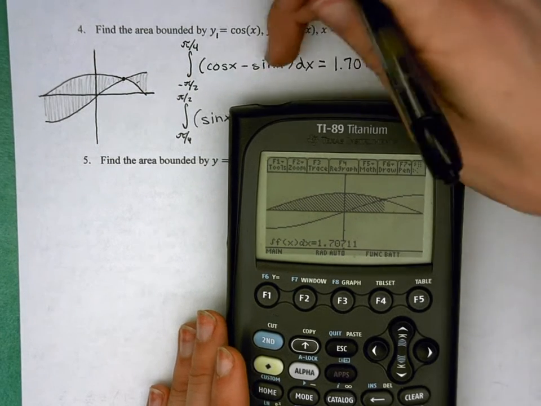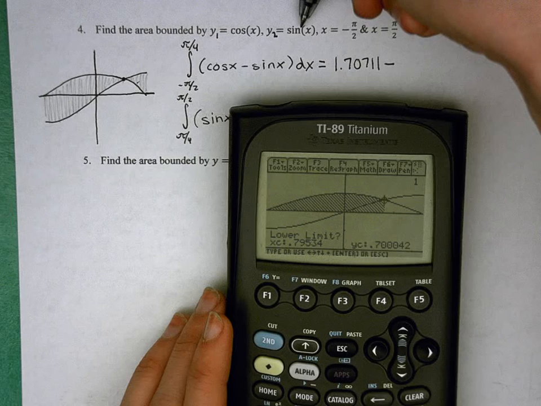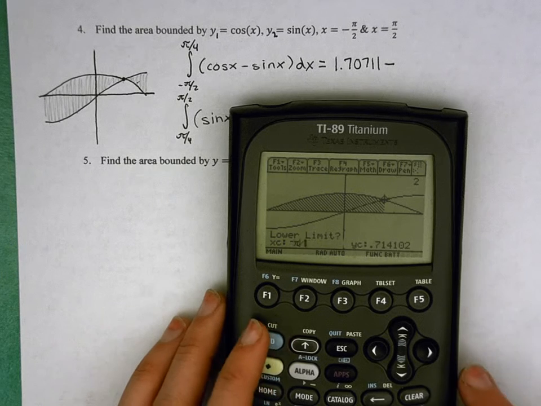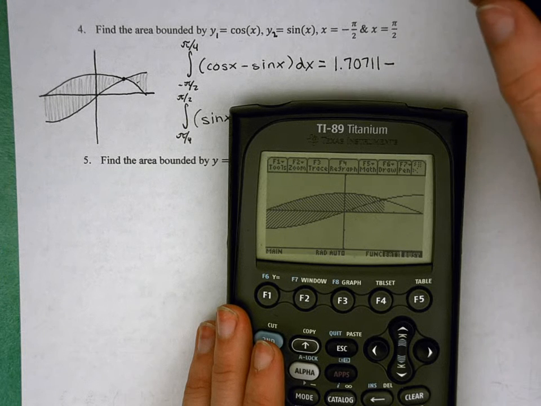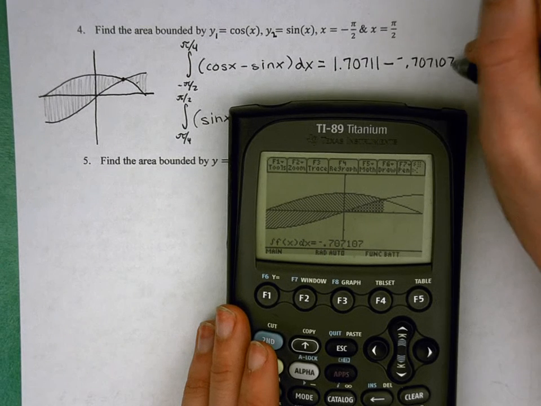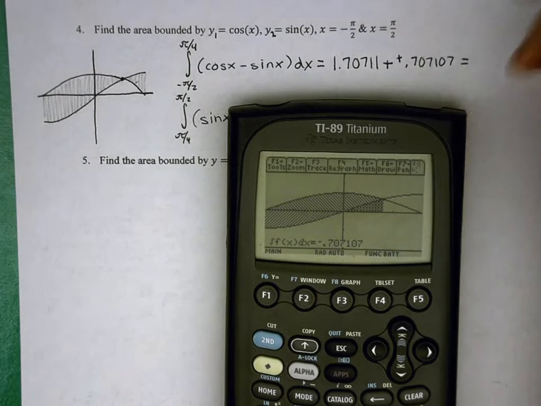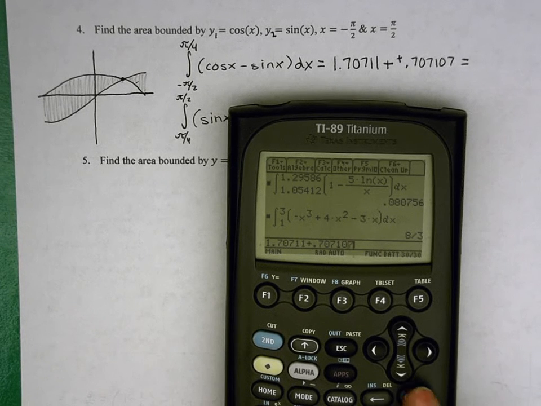We're going to do minus, and we're going to do the same thing for our sine, right? Minus the sine piece. So F5 integral, but this time make sure it says 2 because sine x was my y2. And so then lower limit, negative pi over 2, upper limit, pi over 4. It'll calculate the area for me as negative 0.707107. And if you do 1.707 minus a negative, which is plus, you should get 1.70711 plus 0.707107. It should be like 2.414. Yeah, 2.414.